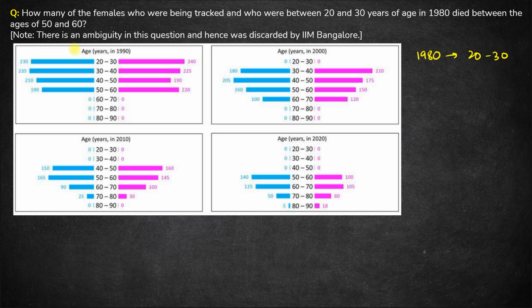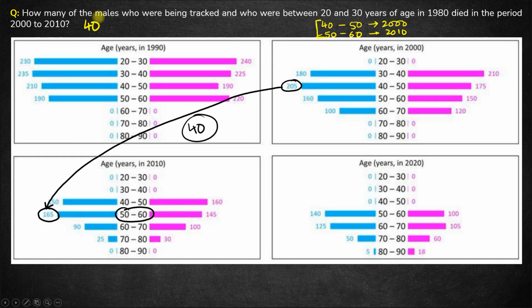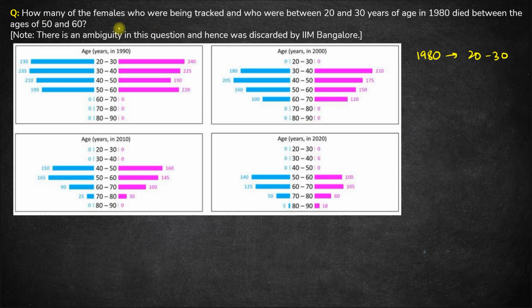Okay. Now this is different from the previous question. Here we are talking about died in the period 2000 to 2010. Here we are talking about the years 2000 and 2010. But here we are talking about the age of the people. They should have died between the age of 50 and 60, and that is where the whole issue comes.